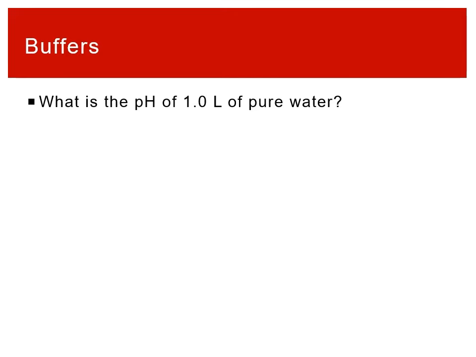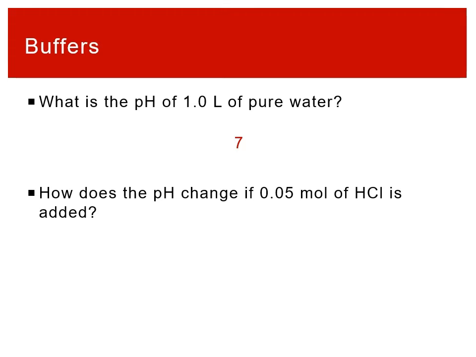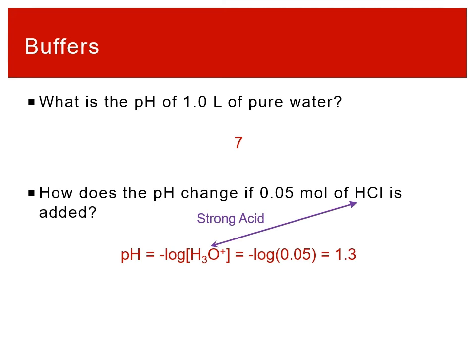So let's look at examples of what this really means. Let's say, what is the pH of 1.0 liters of pure water? Okay, 7. It's pure water. We know that's our neutral solution, so we'd expect the pH to be 7. Great. So how does the pH change if we add 0.05 moles of HCl? Okay, so we're going to add some acid to it. HCl is a strong acid. It's 1 liter, I've added 0.05 moles, so I know that the concentration of HCl will be 0.05 molar.